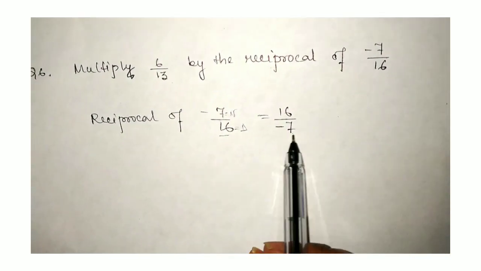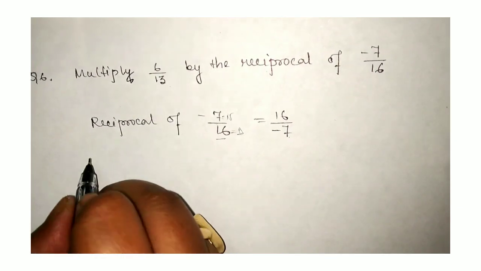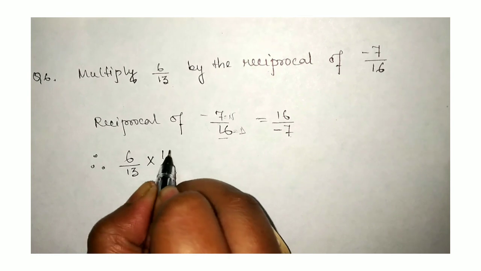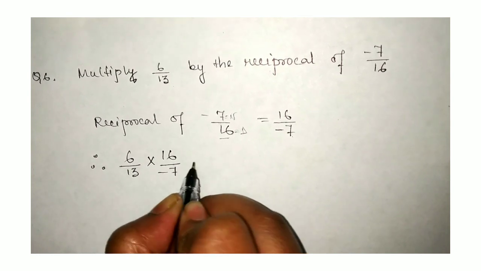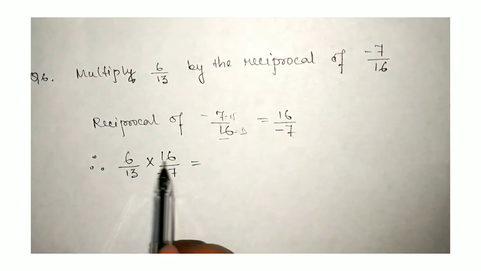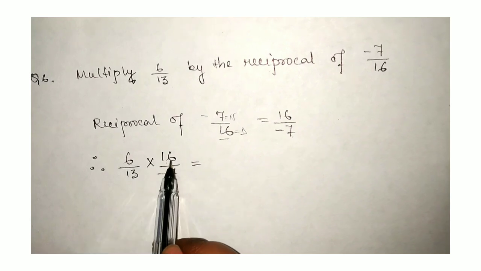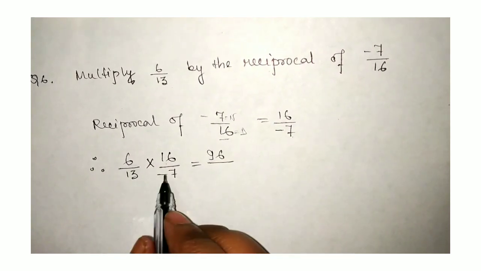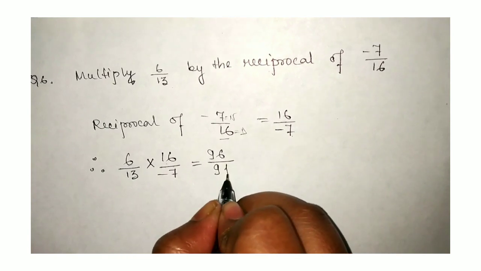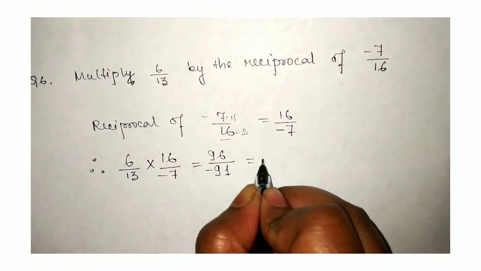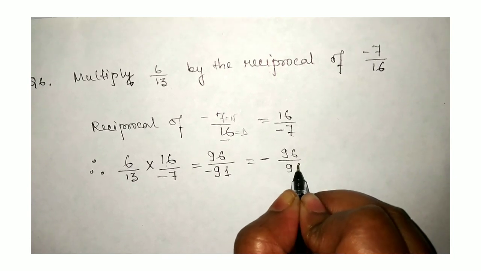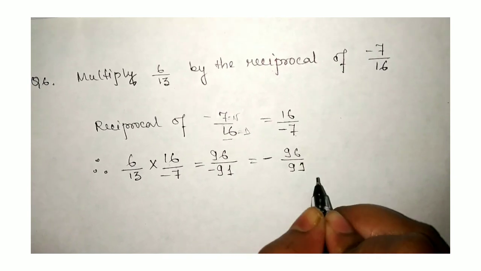Now we will multiply this number with this. So therefore 6 by 13 into 16 by minus 7. So now we will multiply the numerators at first. 16 sixes are 96 and 13 sevens are 91. We can write the minus sign here. So this is minus 96 by 91. So this was question number 6.